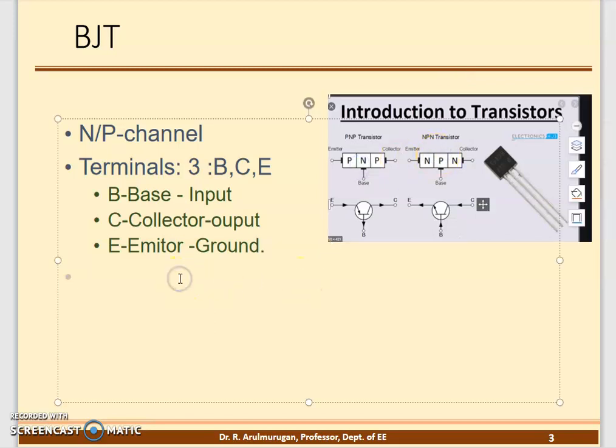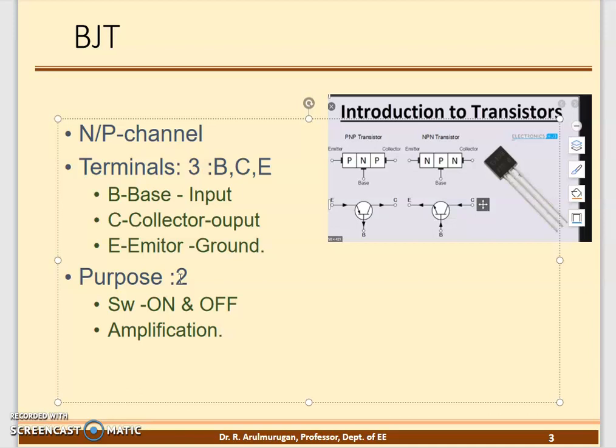Another thing is the purpose of the transistor. There are two purposes. One is a switch. Switch means on and off. Another one is amplification. Amplification is nothing but op-amp, so it will do the amplification. That is how the transistor works.